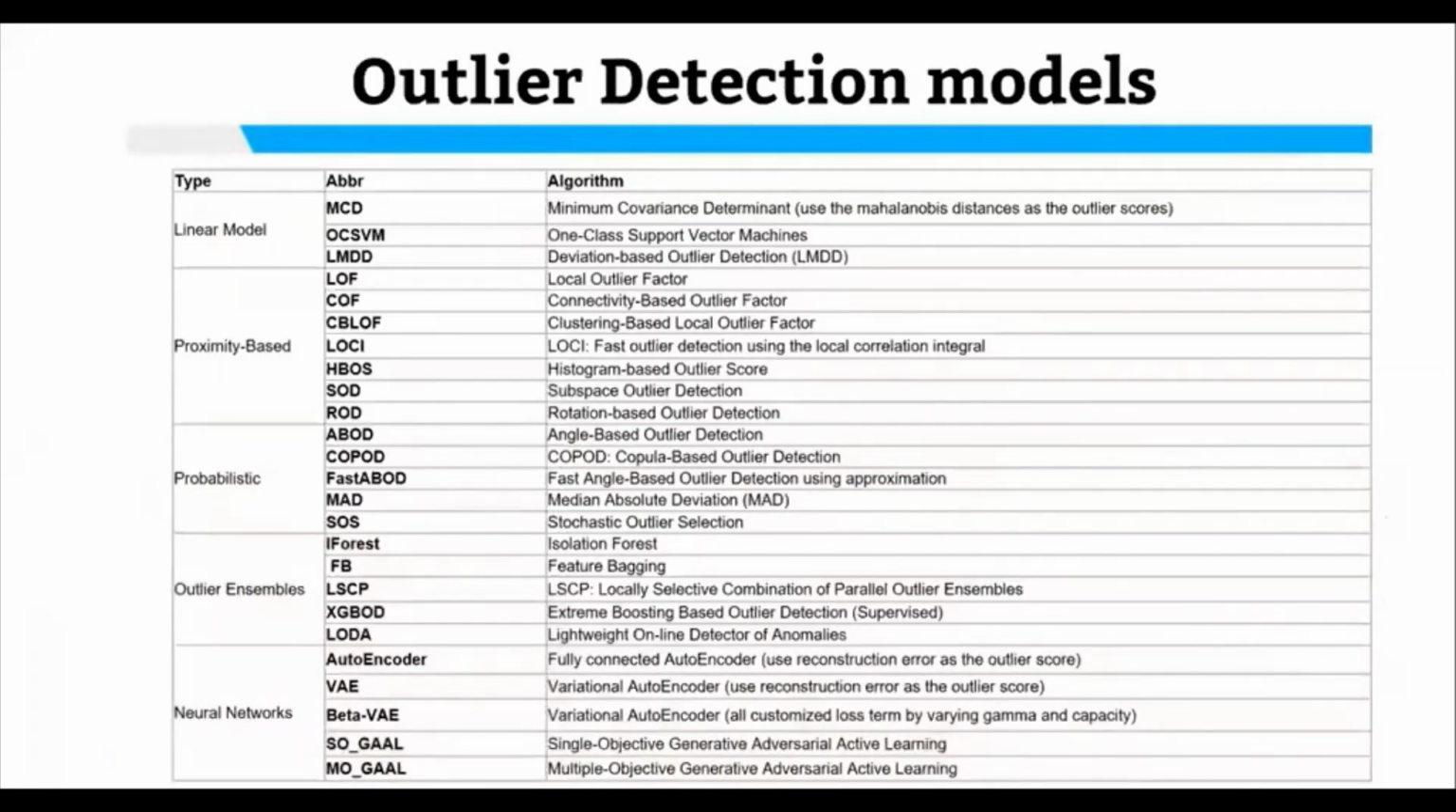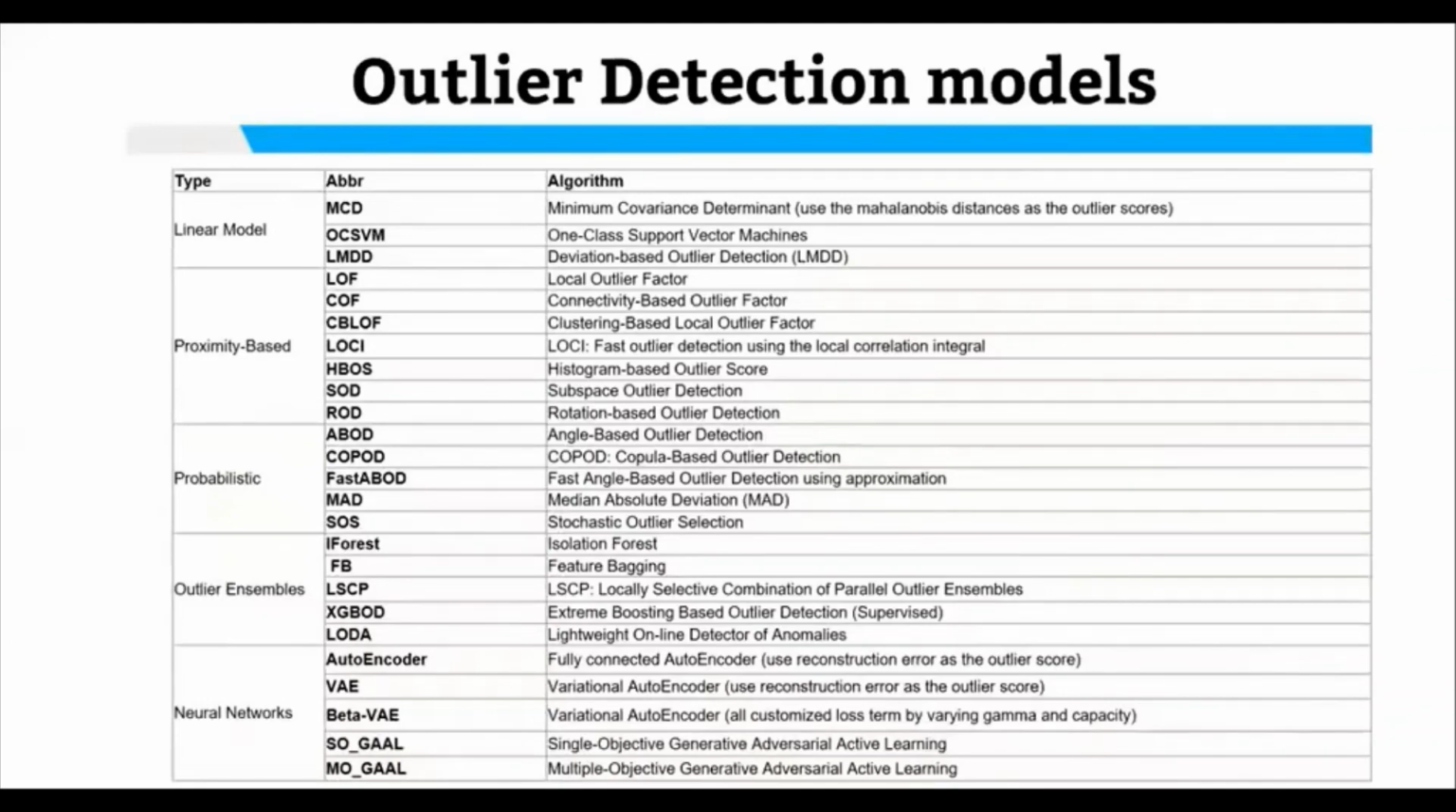Other than the negative selection algorithm, we explored different one-class classification techniques as well. There are different classifiers like linear model, one-class support vector machine, proximity-based HBOS, histogram-based outlier score, subspace outlier detection, and probabilistic methods like COPOD and fast COPOD, which are also good. Outlier ensemble methods are most popular, like isolation forest or feature bagging, and neural network based outlier detection models which work for one-class classification are autoencoder, variational autoencoder, and also GAN based models that also worked.